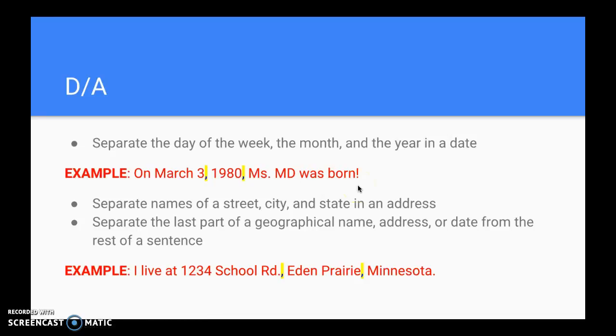The one part where most people screw up, or a lot of students, is they don't put this comma after the year if the sentence continues. There needs to be a comma after the year if the sentence is going to continue going on.